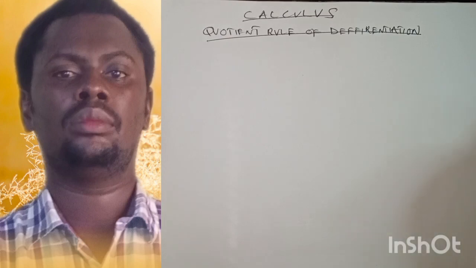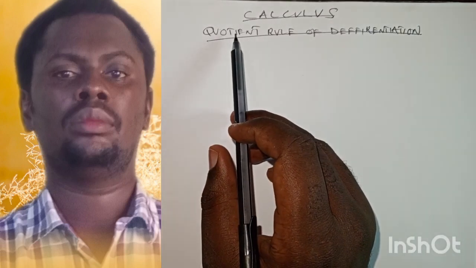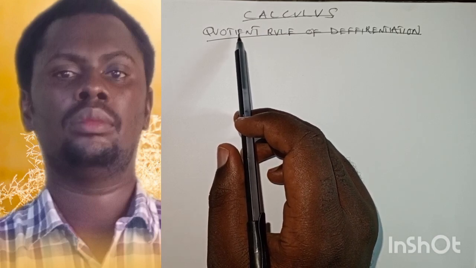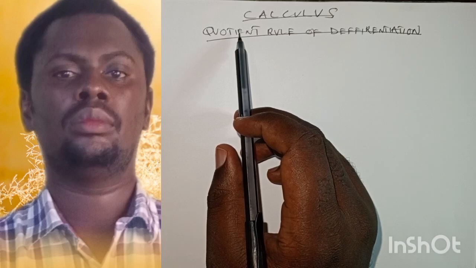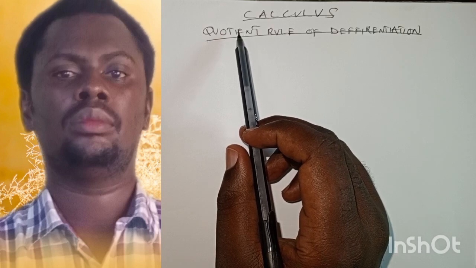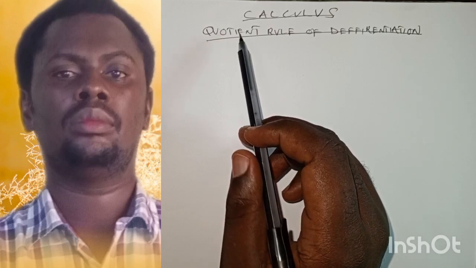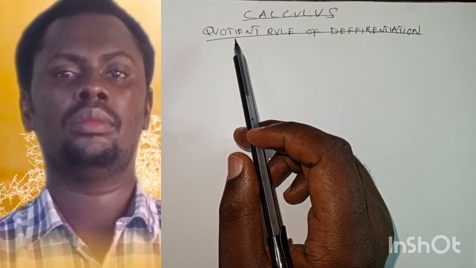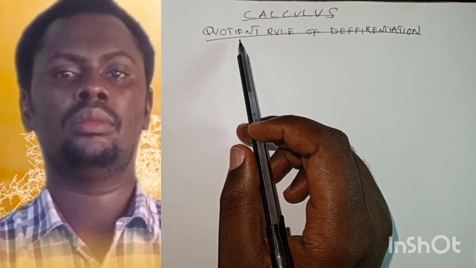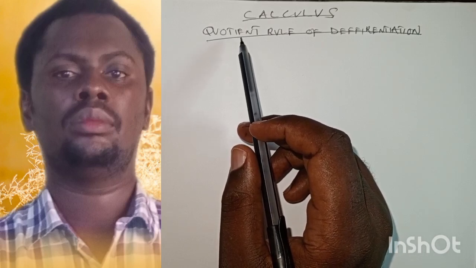Okay, so today I want us to look at calculus, and under calculus we'll look at the quotient rule of differentiation. When you hear or see this word quotient, quotient deals with division or fractions, because usually a quotient is a number you get when you divide. So the quotient rule of differentiation is the kind of differentiation that deals with fractions or division.